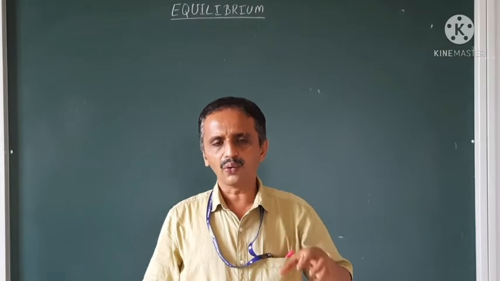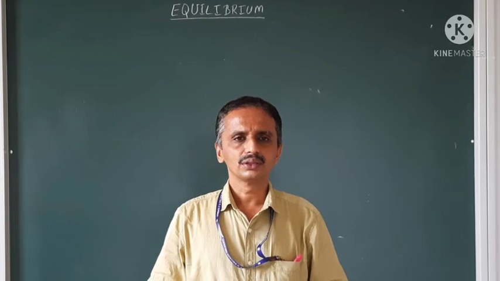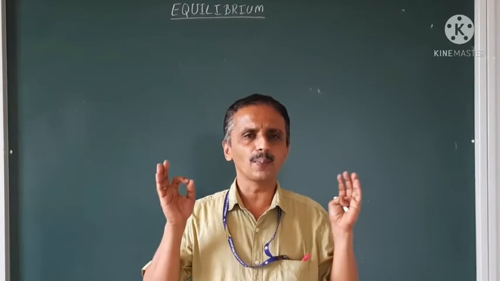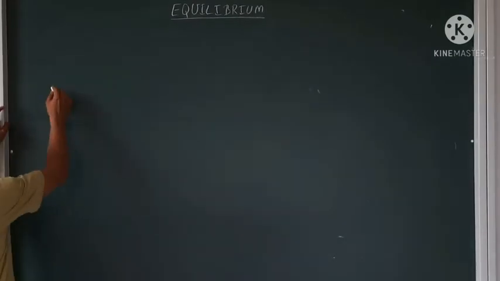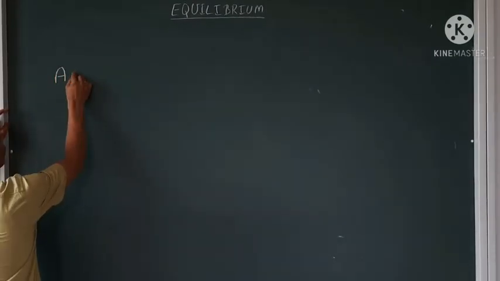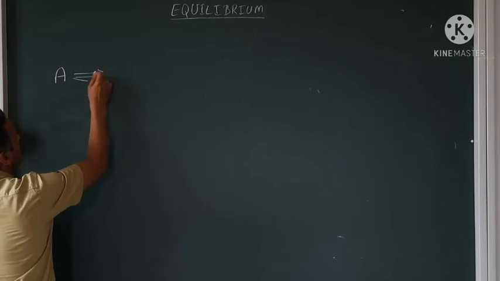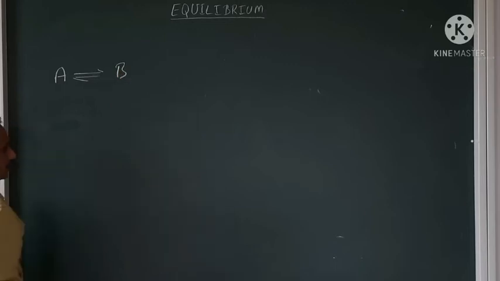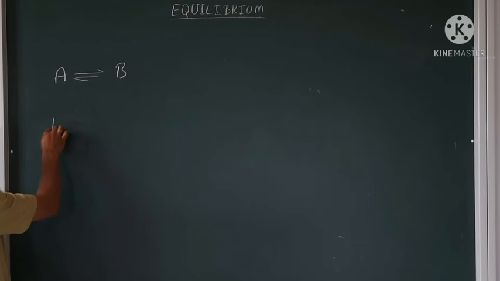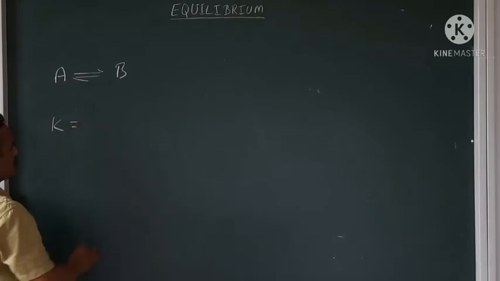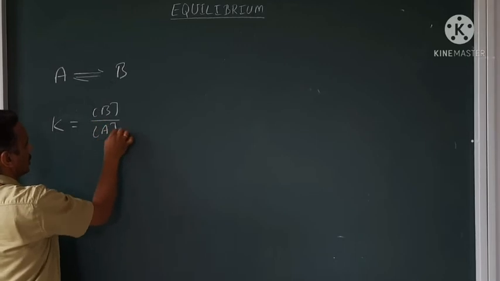So now we'll see some more important concepts. You can expect questions in the competitive exams. You just see here. A is in equilibrium with B in a reaction. So if I go for this, the equilibrium constant will be K = B concentration divided by A concentration.